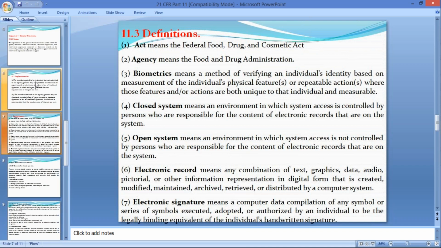Okay. Open, closed. Biometrics, you know, identifying a person's identity with thumb impression, eye impression, like that. So you see the electronic records and signatures.